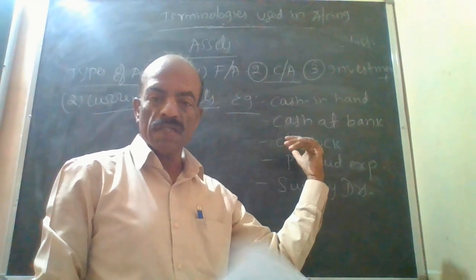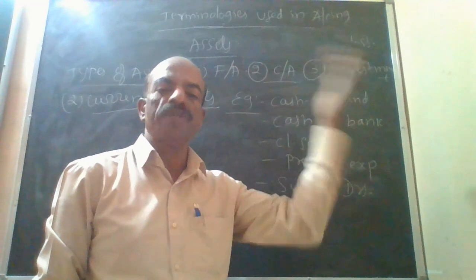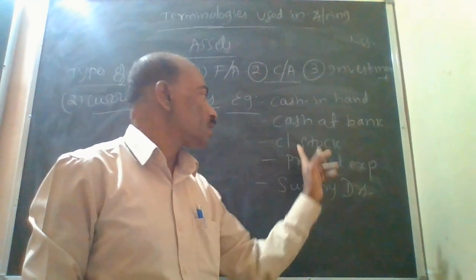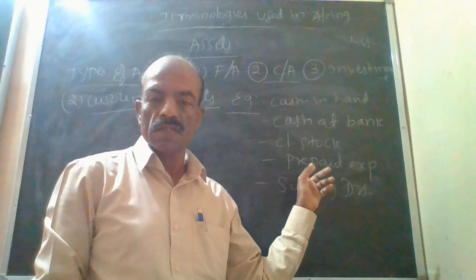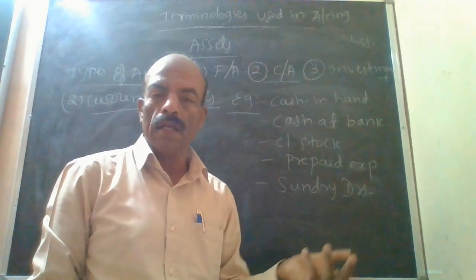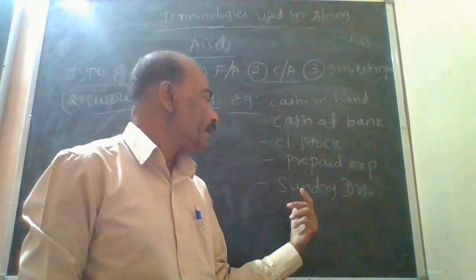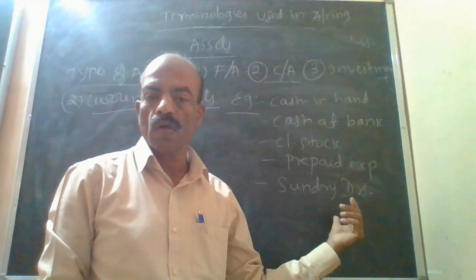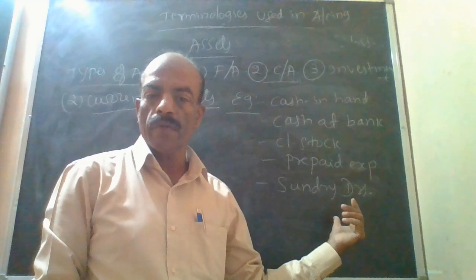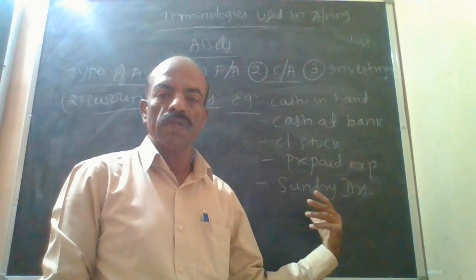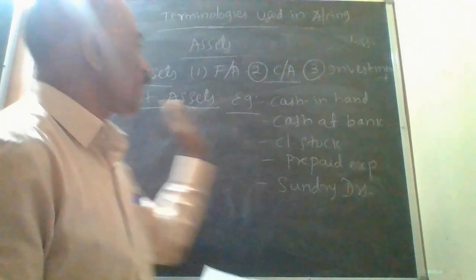Closing stock: this year's closing stock becomes next year's opening stock, and we can sell that product. Prepaid expenses: suppose you paid rent earlier to your landlord, you can get back that money. Sundry debtors: you sold goods on credit to your various customers, and from the customers you can collect the money. So this is called current assets.